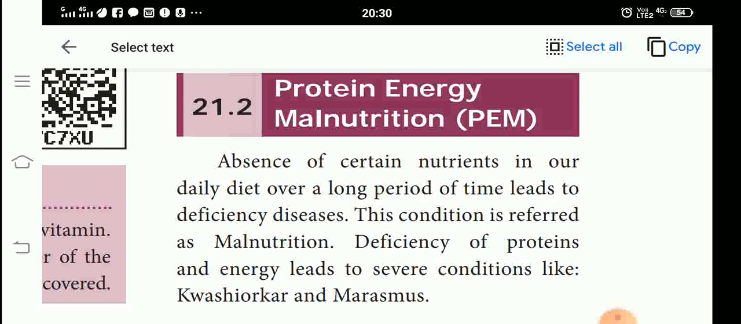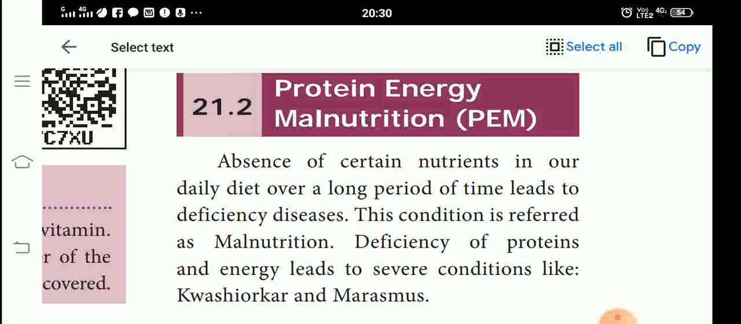This is called malnutrition. That is, our body requires nutrition, and when our body is deficient in such nutrition, we call it malnutrition. For example, deficiency of protein and energy leads to severe conditions. If we are not taking a protein rich diet, which our body requires, it will lead to diseases called kwashiorkor and marasmus.